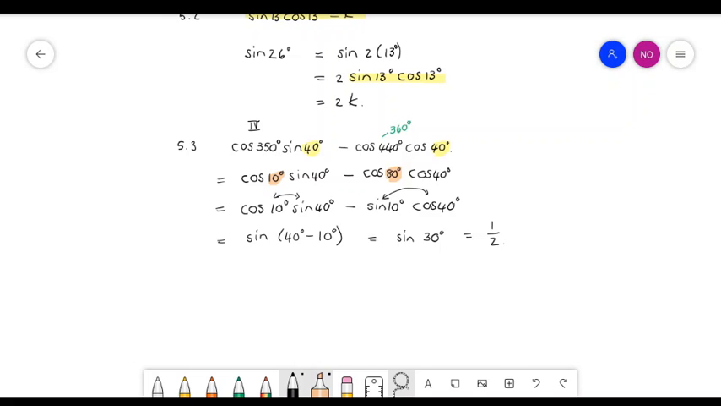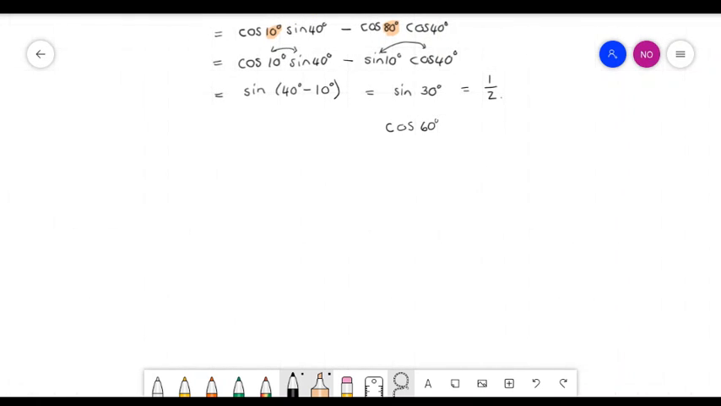Oh. Okay. Another way to have done this one is to do this, and then you get to cos 60 degrees, which is also half. So if you did it through that, then it's still perfectly fine. Okay, moving on.